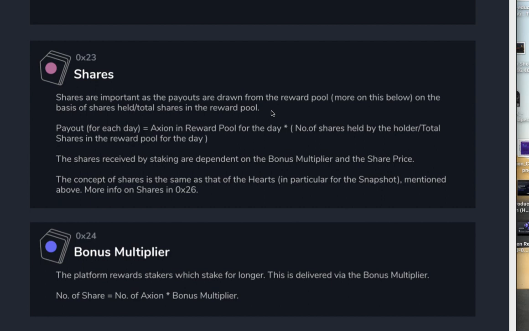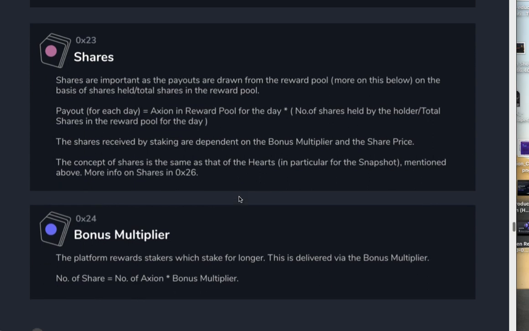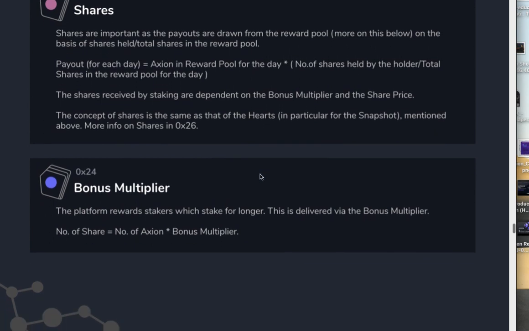A payout for each day equals the Axion reward pool for the day times the number of shares held by the holder divided by the total shares in the reward pool for the day. The shares received by stakers are dependent on the bonus multiplier and the share price. The concept of shares is the same as that of hearts, in particular in the snapshot mentioned above. More information on shares below. Alright, so hearts being the shares on Hex.